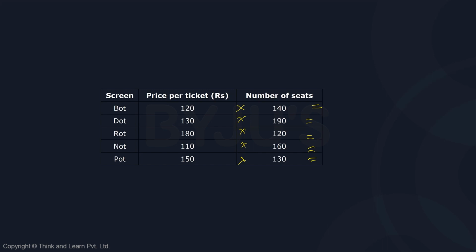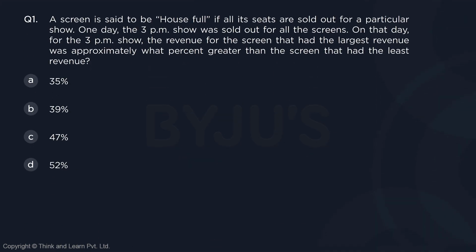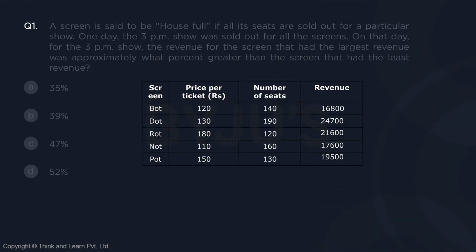So if you are in two minds whether I should multiply all the things or not, because the values are easy, you can easily do that. So multiply all the values and that will give you the revenue for the different shows, right? So this is the case you will get, right? Number of seats you have, screen, price per ticket, right? Revenue is there. So what is the question?